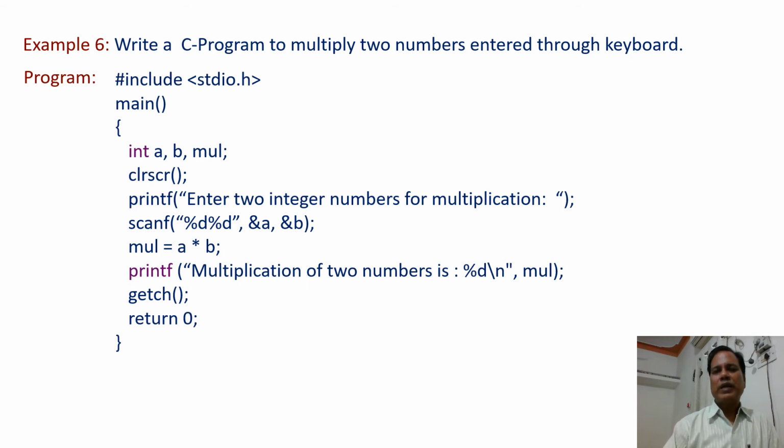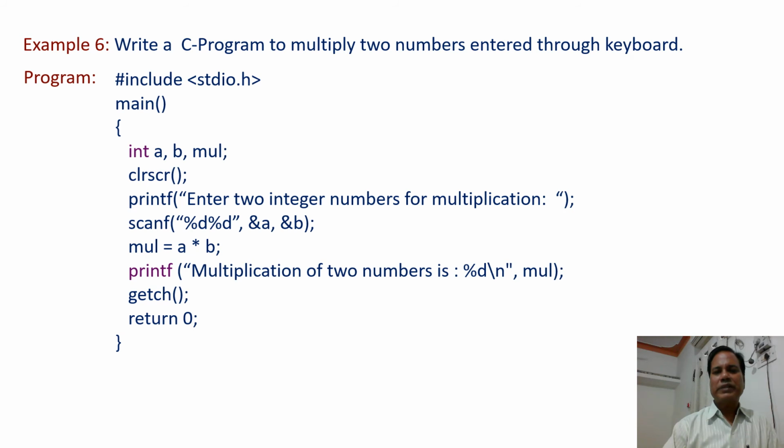So we enter, just reading this message, we enter the two numbers and press the enter key. Those two numbers are stored by the variable a and variable b. Then using the next statement, mul equal to a into b, a asterisk b, the two numbers get multiplied, and this multiplication result is stored with the variable mul.